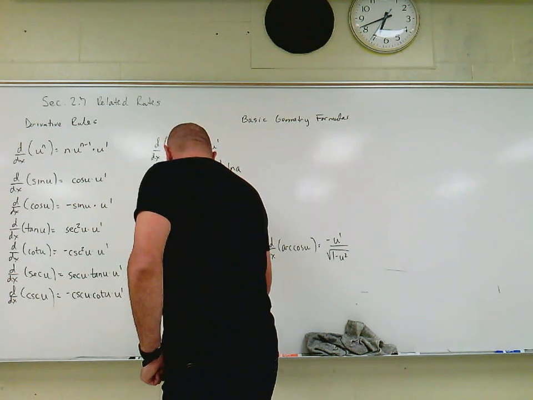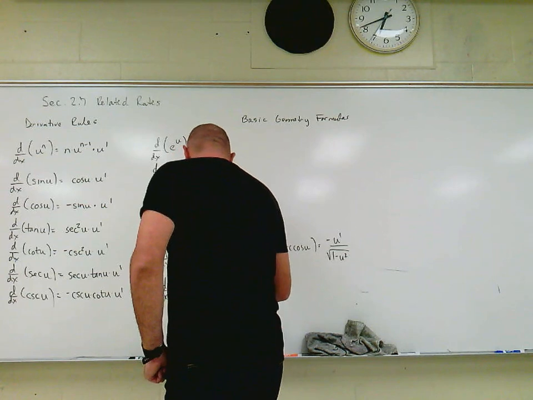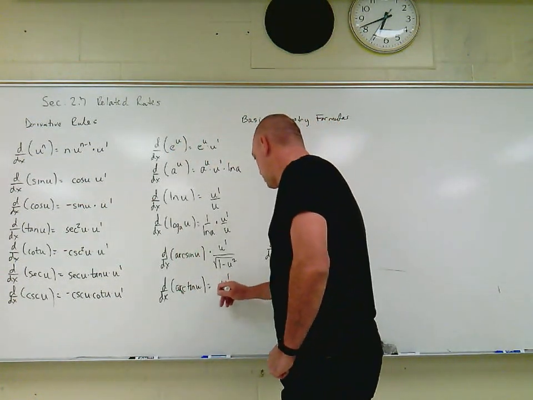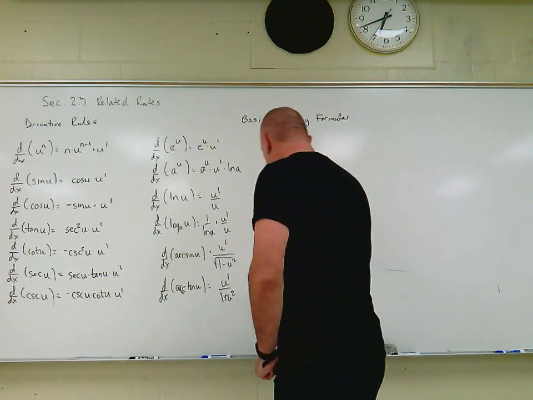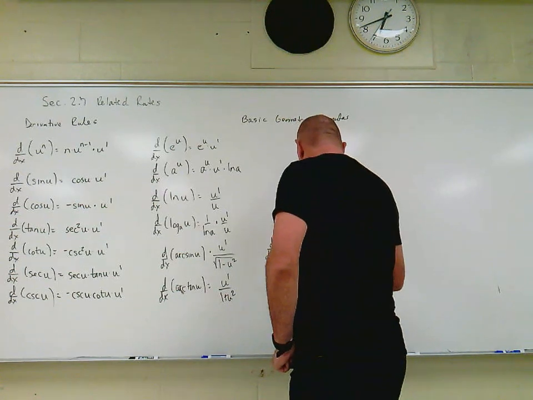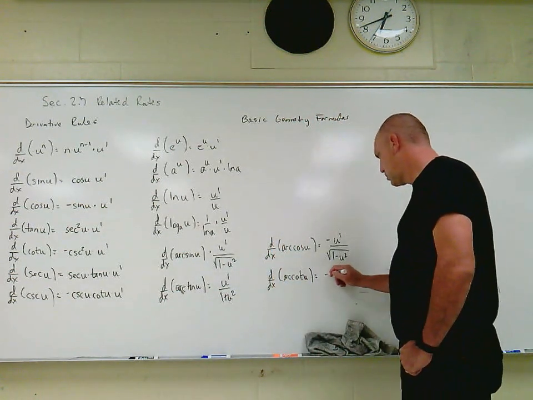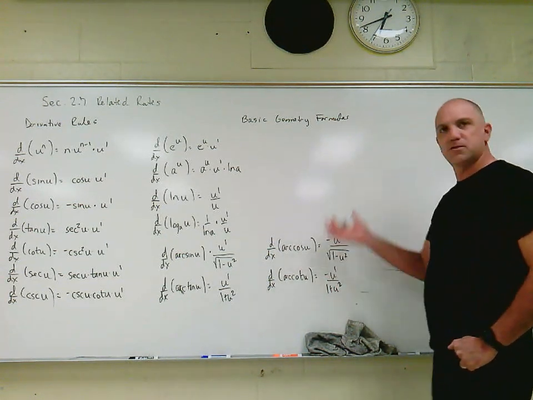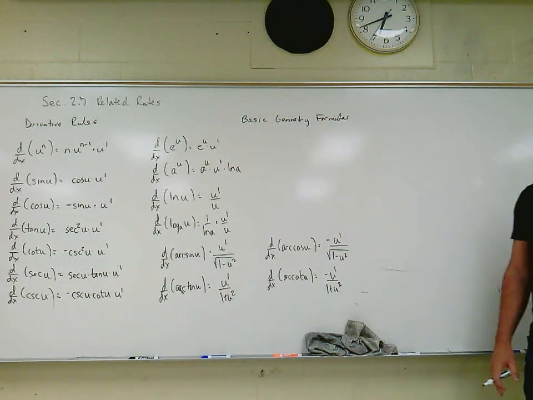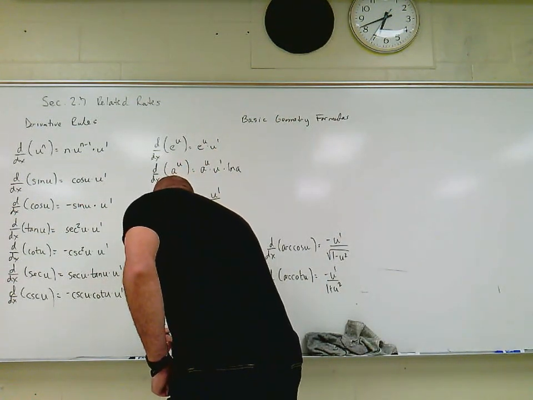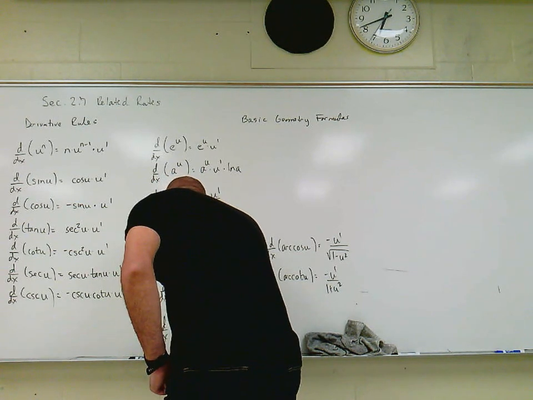Arc tangent of u. Remember that one? U prime over 1 plus u squared? Yep. Arc cotangent of u. Yeah, same as arc tangent. The reason I'm putting these over here, all I gotta do is put a negative in front. Then the last one, you don't use this one as much, but you need to have it. Arc secant of u.